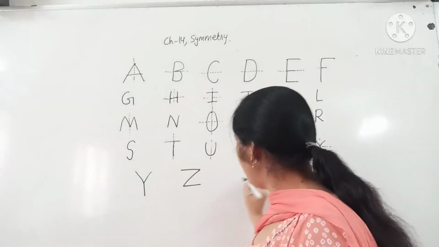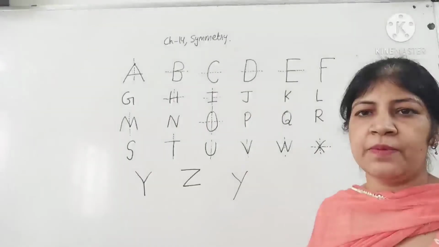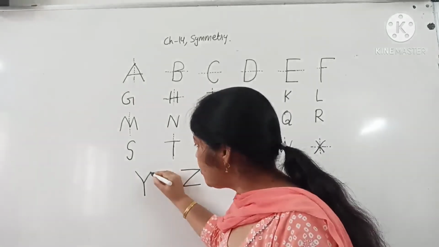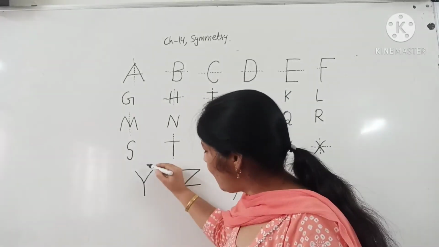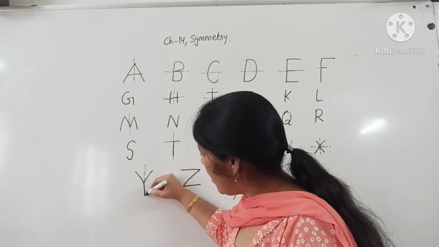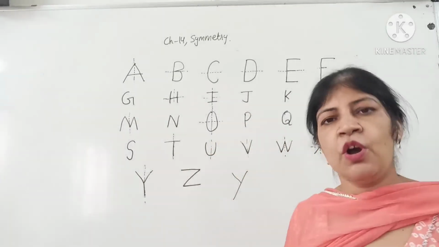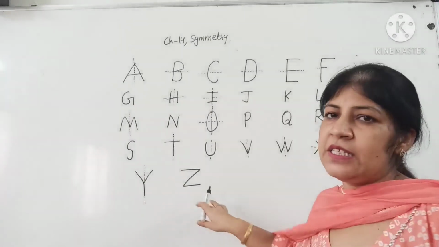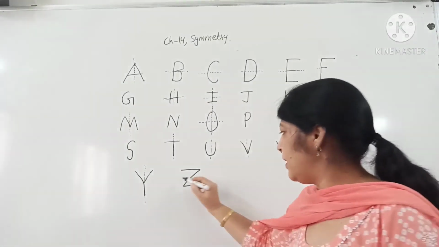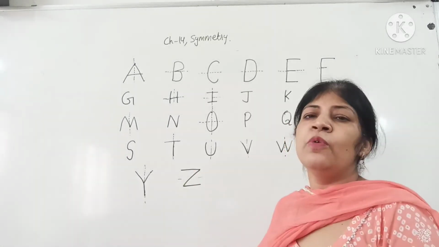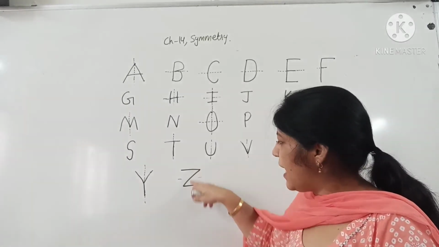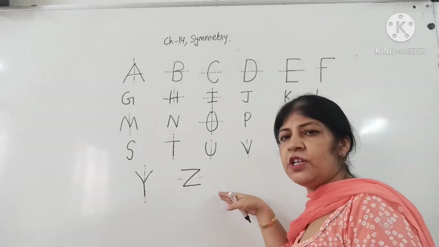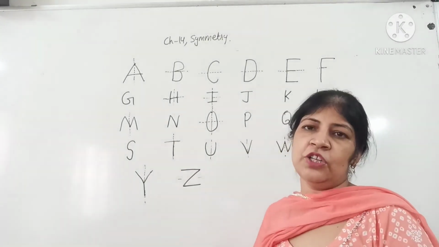Now Y. If you draw Y like this, then it has no line of symmetry. But this is also the formation of Y. So according to this formation, Y also has vertical line of symmetry. Okay. And our last one is Z. Z has no line of symmetry, neither horizontal nor vertical. These legs of Z will not superimpose on each other because one is on this side and one is on this side. They will not cover each other.